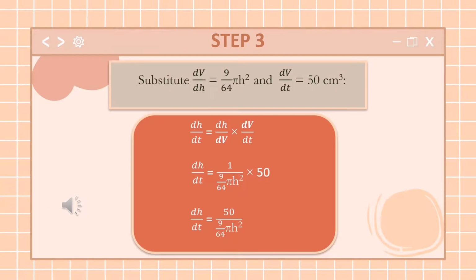Step 3. Substitute dV over dh equals 9 over 64 pi h squared and dV over dt equals 50 cm cubed into the dh over dt formula, which is dh over dt equals 1 divided by 9 over 64 pi h squared, times 50. So we get dh over dt equals 50 divided by 9 over 64 pi h squared.